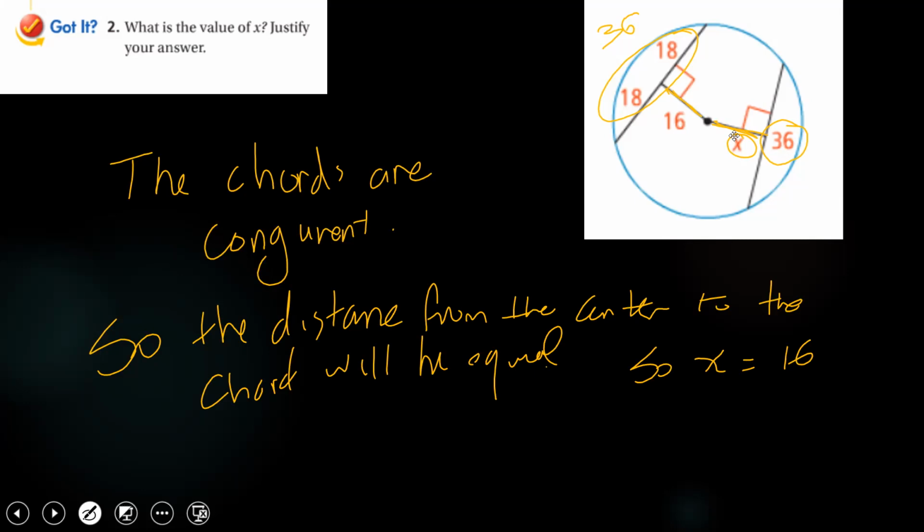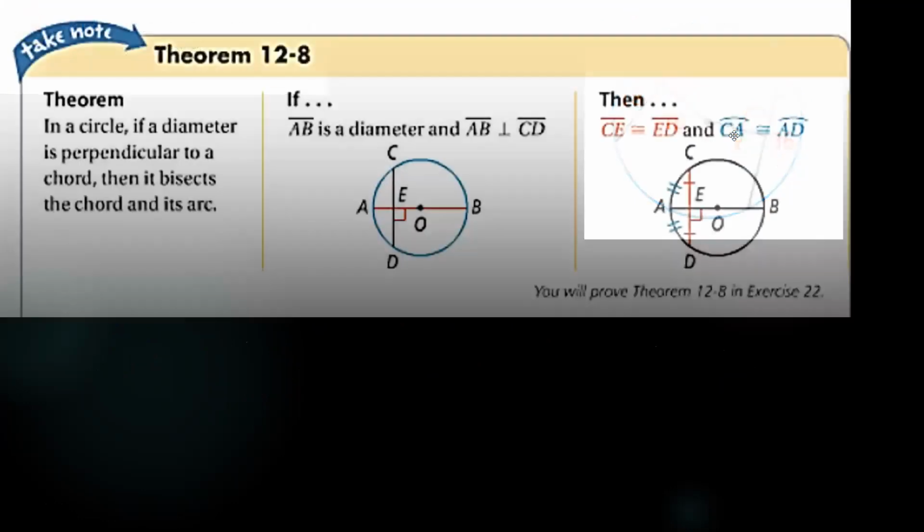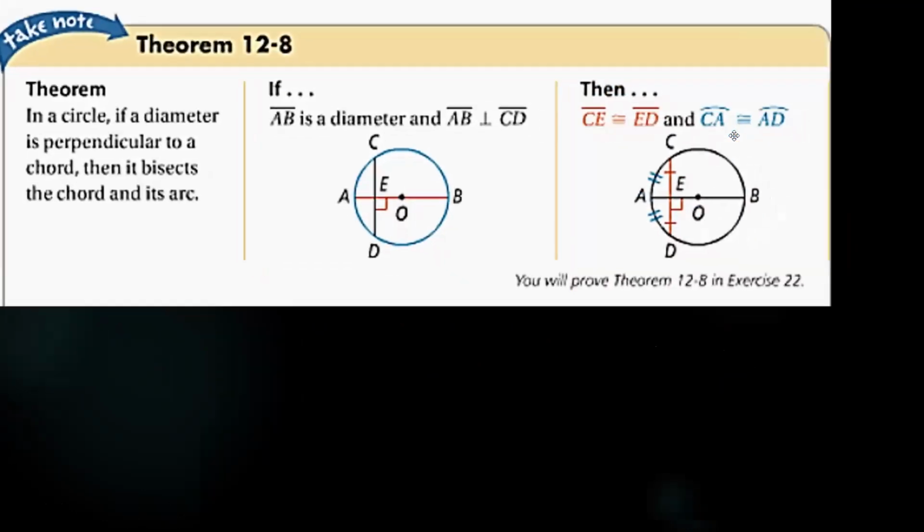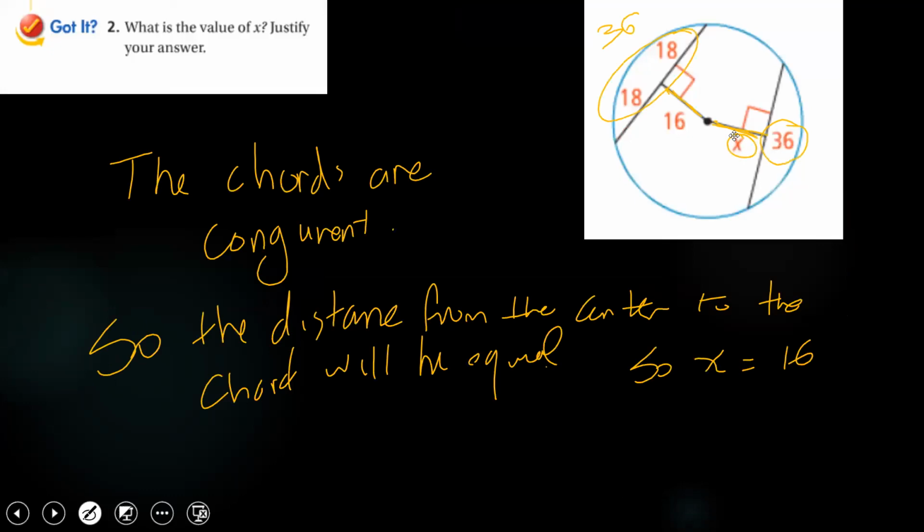Yes, teacher. Now, let's go to another theorem. But teacher, can you wait a second? I want to try the answer. Thank you. Okay, teacher, I'm done. Thank you.